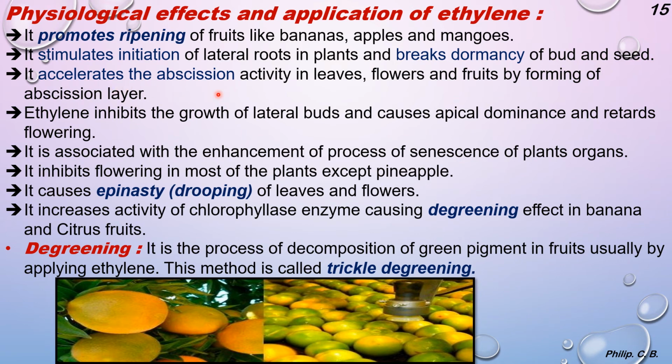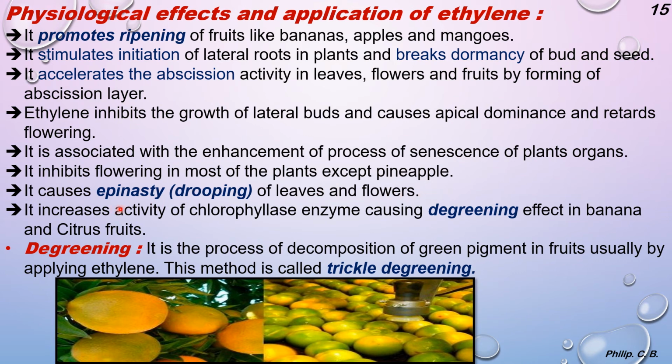It accelerates the abscission activity in leaves, flowers, and fruits by formation of abscission layer. Ethylene inhibits the growth of lateral buds and causes apical dominance and retards flowering. It is associated with enhancement of processes of senescence of plant organs. It inhibits flowering in most of the plants except pineapple. It causes epinasty, that is drooping of leaf and flowers.